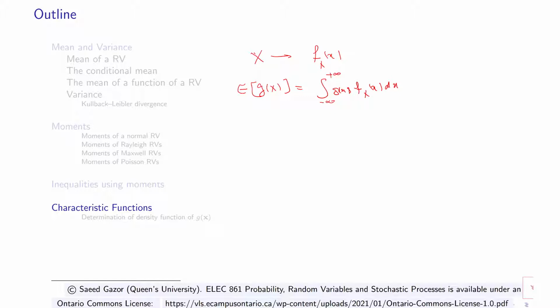Now, if instead of g(x) I put some specific functions, we know about the Fourier transform, the Laplace transform, and so on. So the Laplace transform of, let's say, f_X(x) is equal to the integral from minus infinity to plus infinity of e to the power minus sx times f_X(x) dx. And we know that the relationship between the PDF f_X(x) and the Laplace transform is one to one. Let's say I denote this by L of f_X(x).